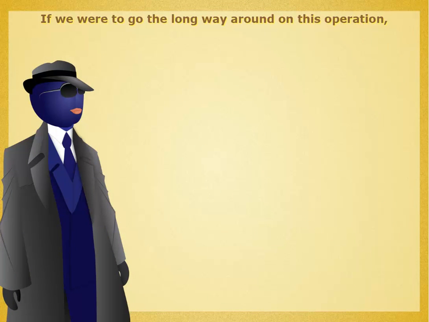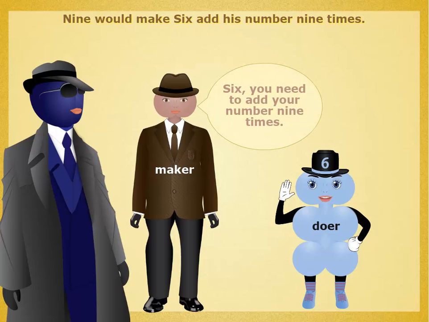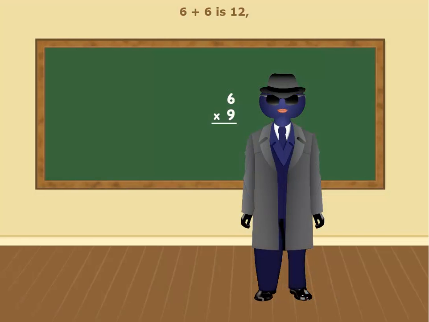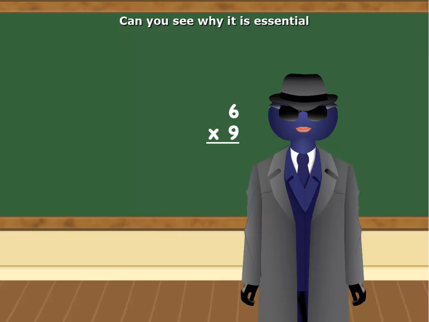If we were to go the long way around on this operation, 9 would make 6 add his number 9 times. 6 plus 6 is 12, plus 6 is 18, plus 6 is 24, plus 6 is 30, plus 6 is 36, plus 6 is 42, plus 6 is 48, plus 6 is 54. Phew, what a lot of work! Can you see why it is essential that you simply learn these facts? So, beneath the line you drew, write 54.